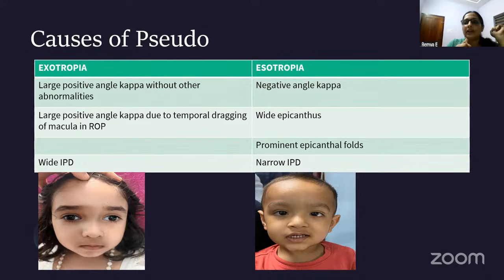Then how do you know whether this is exotropia? The parent comes with the child saying the child has a squint. Then you have to tell whether it is a squint or not. So the next examination to confirm is the cover test. That will tell you whether it is a pseudo-exotropic, orthotropic patient, or an exotropic patient.